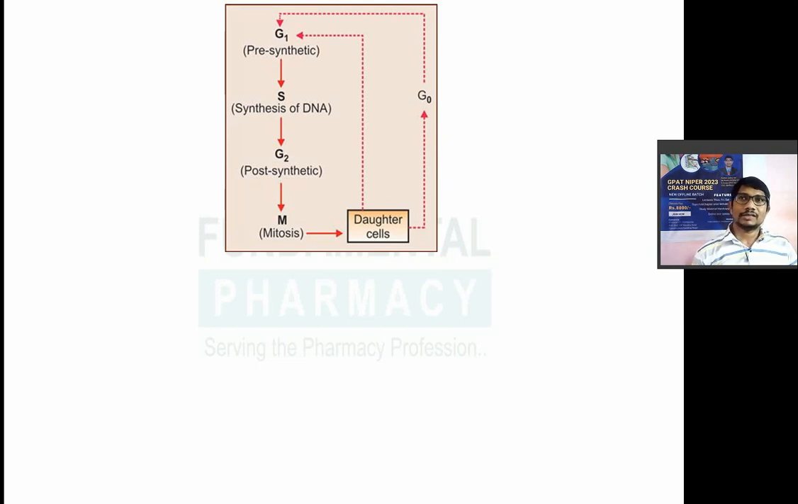Along with that they kill your hair cells. So alopecia will be the adverse effect of anti-cancer drugs. Again, your bone marrow has actively dividing cells like WBCs, RBCs, thrombocytes. So anti-cancer drugs kill the cancer cells along with the actively dividing cells like bone marrow. So bone marrow suppression is the adverse effect of most of the anti-cancer drugs.